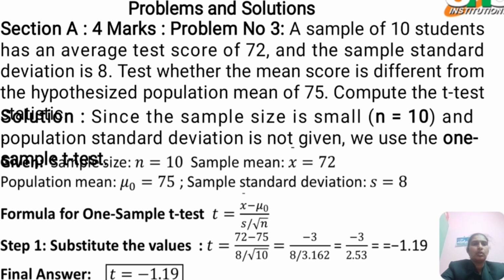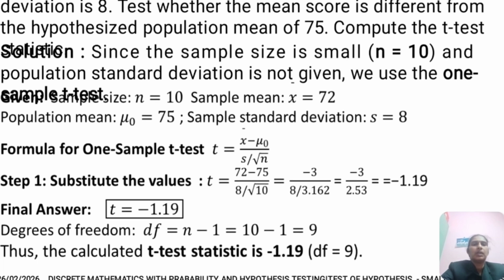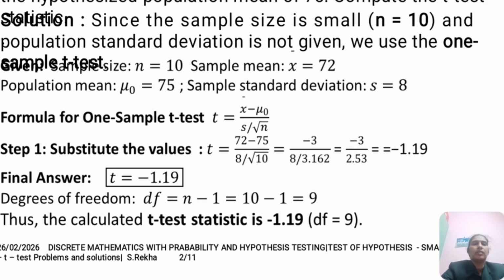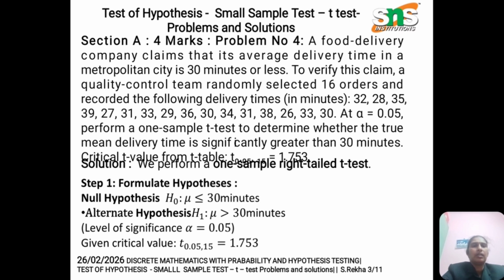If n is equal to 10, it is small, so we have to apply the t-test. The one sample test is x bar minus mu naught by s by root 10, that is 75 minus 72 by 8 by root 10. This is equal to 1.19. So the degree of freedom is 9, and we can move on to the next calculated value.